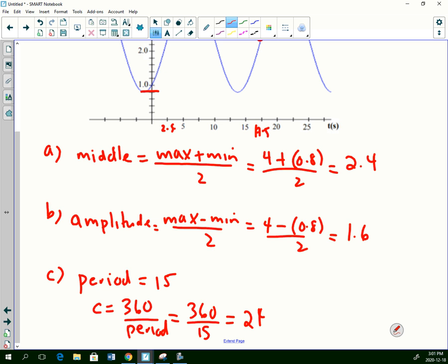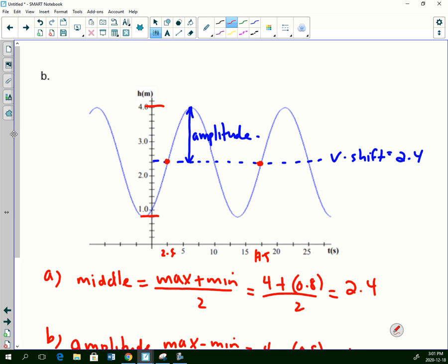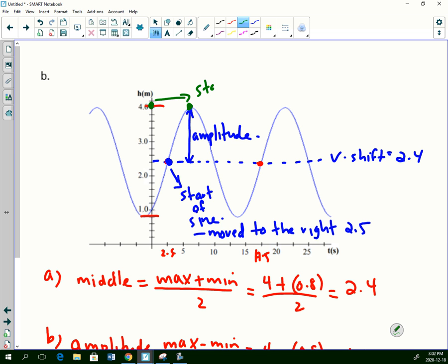And then I have to decide whether I'm going to use sine or cosine. Okay, so both of the sine and cosine graphs don't start at the beginning. So normally, here's the middle. Normally sine would start here, right? Start of sine. So it's been shifted to the right, 2.5. So the starting point of sine has moved to the right 2.5. If I were doing cosine, cosine normally starts here, so that's been shifted to the right about 5.